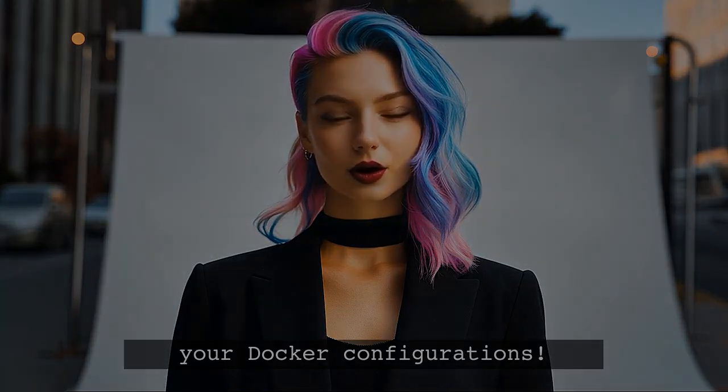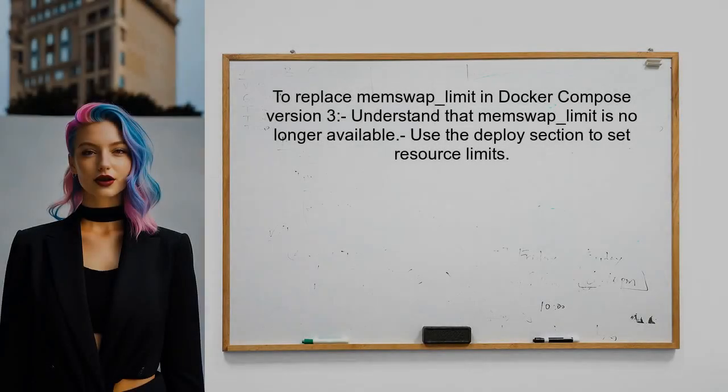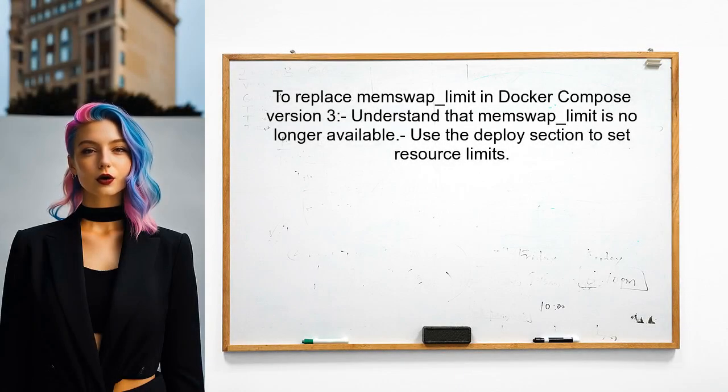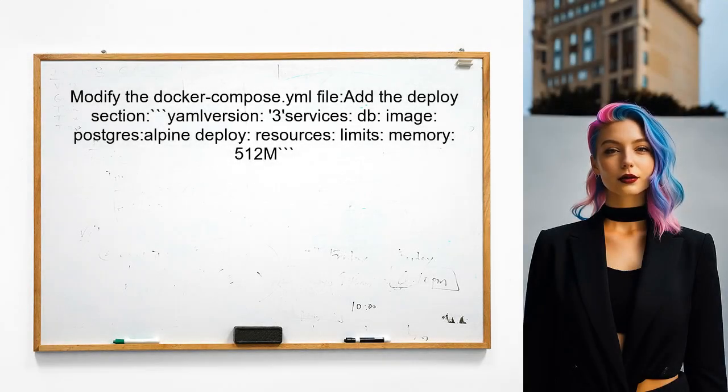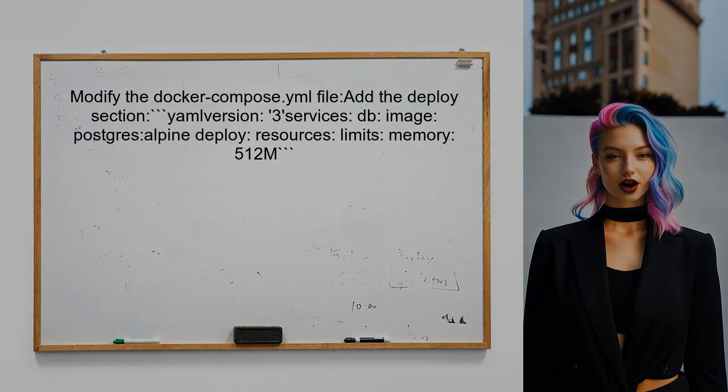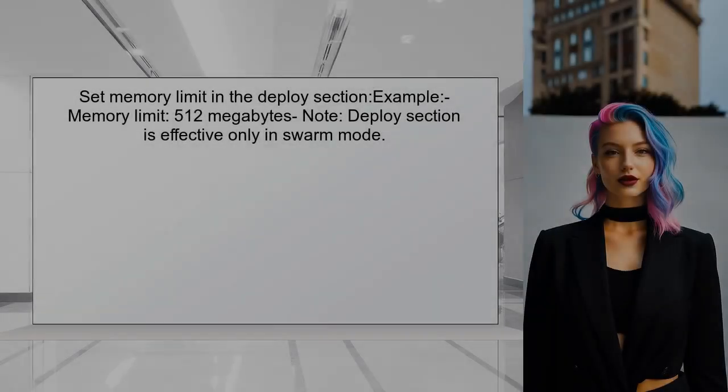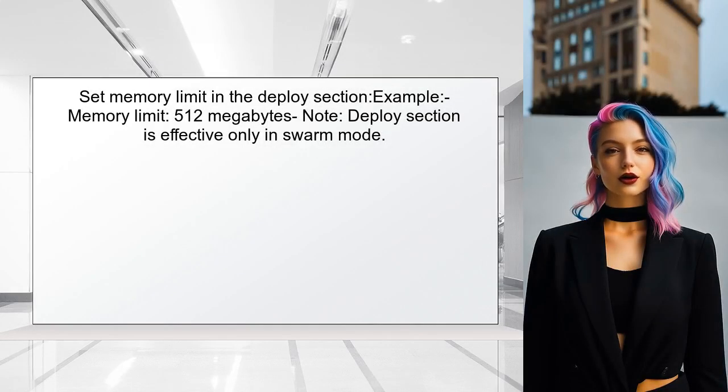To replace the memswap limit in the Docker Compose file version 3, the user should first understand that the memswap limit option is no longer available. Instead, they will use the deploy section to set resource limits. Next, the user should modify their docker-compose.yml file to include the deploy section. This section allows them to specify memory limits using the resources key. In this example, the user sets a memory limit of 512 megabytes for the database service.